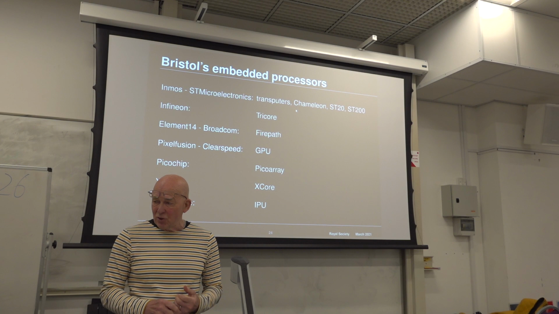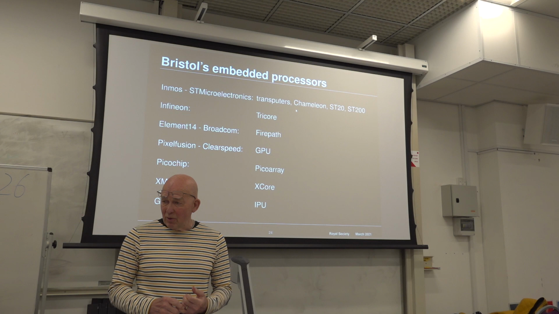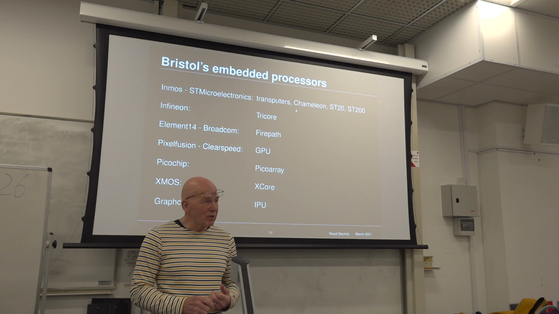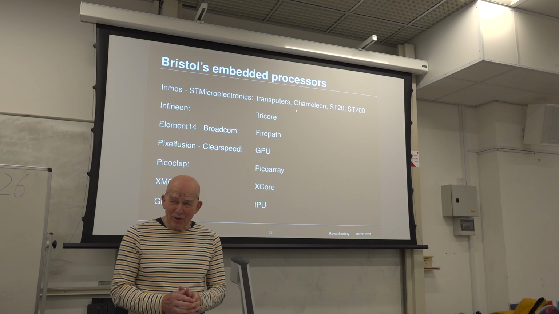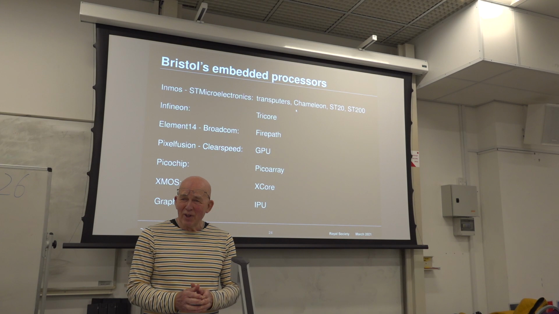Slightly more recently than those, we have things like XMOS and Graphcore. XMOS came about because after I moved into the university in 1995, I decided that I didn't really want to work in a big company like ST Microelectronics. I'd rather do something different. And it was either a question of doing a new startup or something else. And the university asked me if I'd like to join the computer science department, so I did.